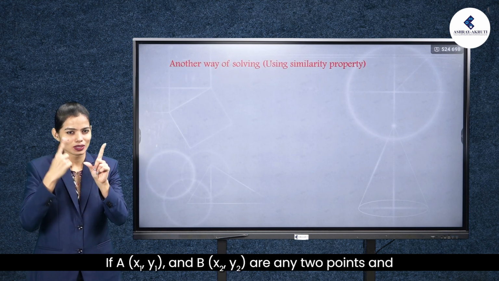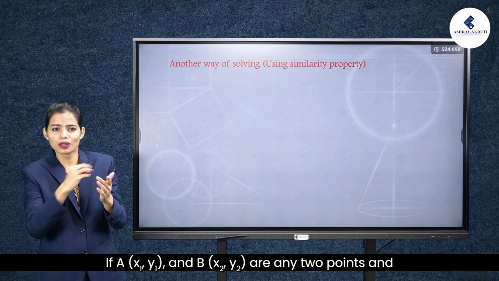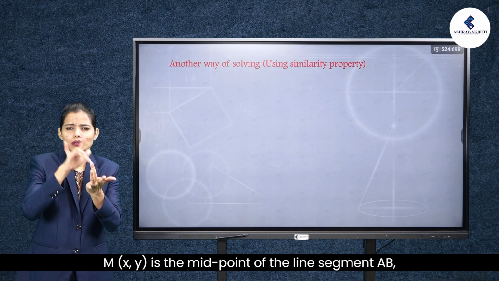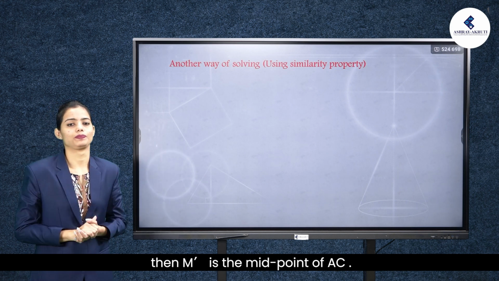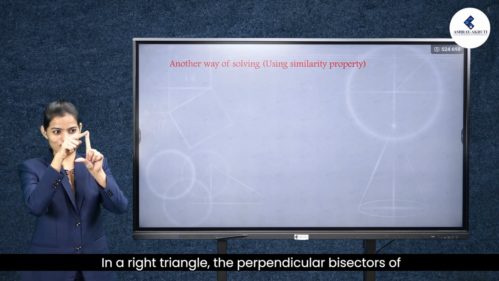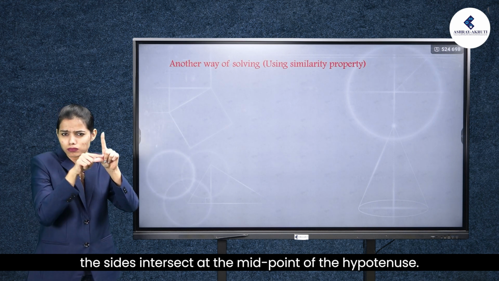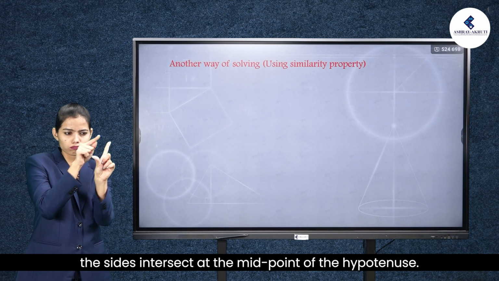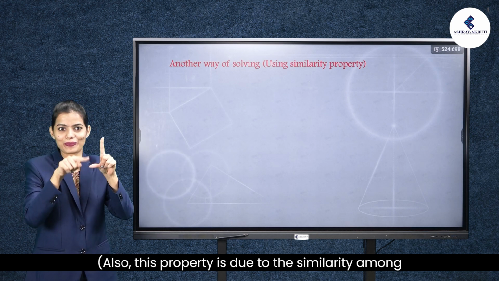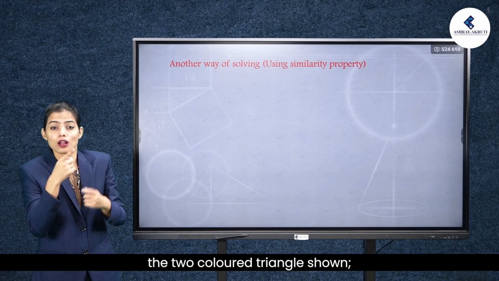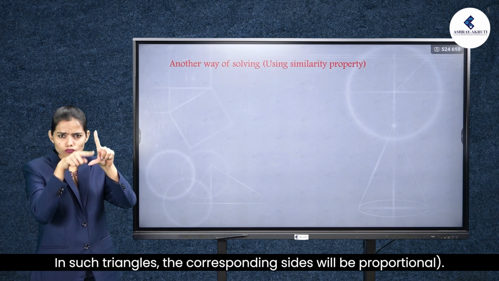Now, it is easy to discuss the general case. If A(x1, y1) and B(x2, y2) are any 2 points and M(x, y) is the midpoint of the line segment AB, then M dash is the midpoint of AC. In a right triangle, the perpendicular bisector of the sides intersect at the midpoint of the hypotenuse. Also, this property is due to the similarity among the two colored triangles shown. In such triangles, the corresponding sides will be proportional.